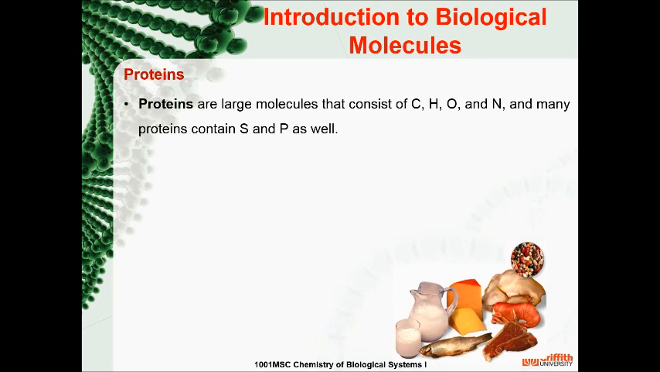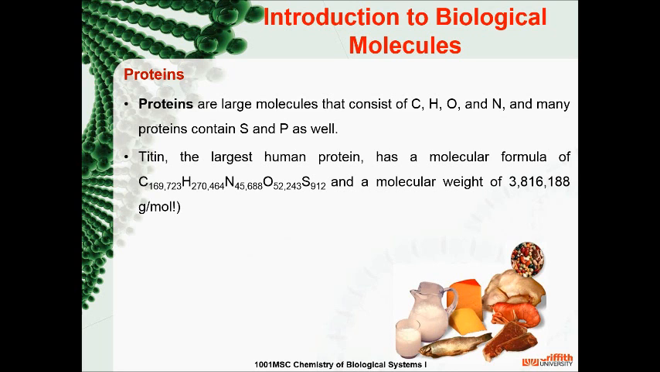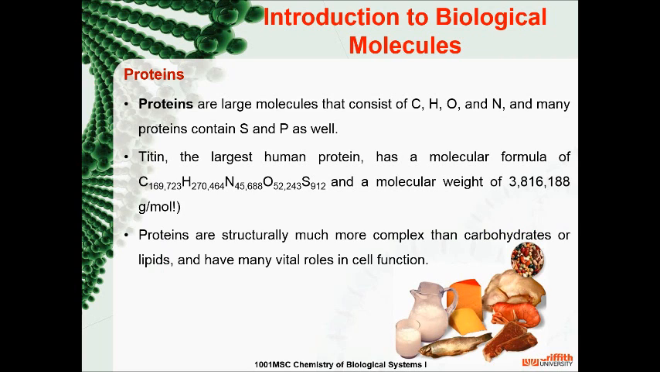Proteins are made of carbon, hydrogen, and oxygen like carbohydrates and lipids, but they also contain nitrogen, sulfur, and phosphorus. One example of the largest human protein is called titin, which contains 169,000 carbons and 270,000 hydrogens, as well as other atoms, so it is a very large and complex molecule. Proteins are structurally much more complex than carbohydrates or lipids and have many vital roles in cell function.